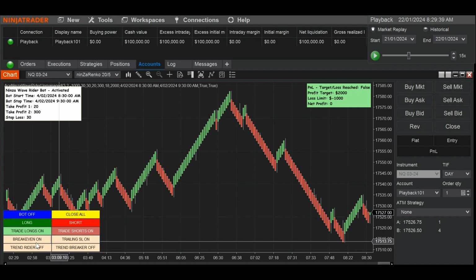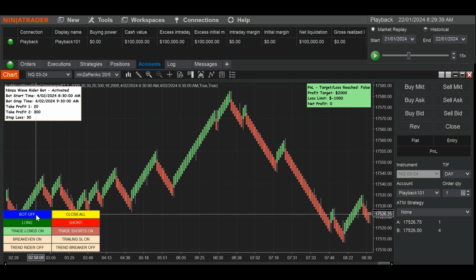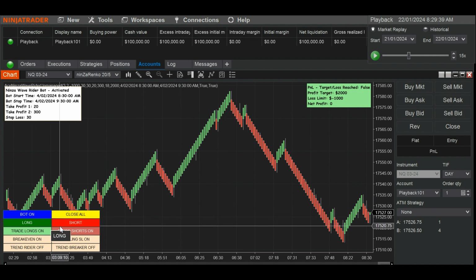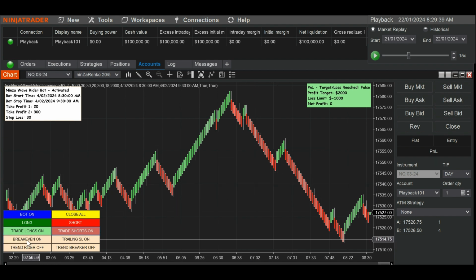Okay, down the bottom here we have buttons that we need to make sure that we use throughout our trading period. We need to make sure we turn our bot on. It's really important. The bot's always going to start off. We have close all, so I can close all my positions at any particular point. I can place long and short trades manually, so by pressing long and short, it'll place a market order at that time. I can turn longs off and shorts off, so if I want to take only longs or shorts. My break even is set to on, and same with my trailing stop. And there's these two buttons down here which I'll talk about in a moment for my second example.